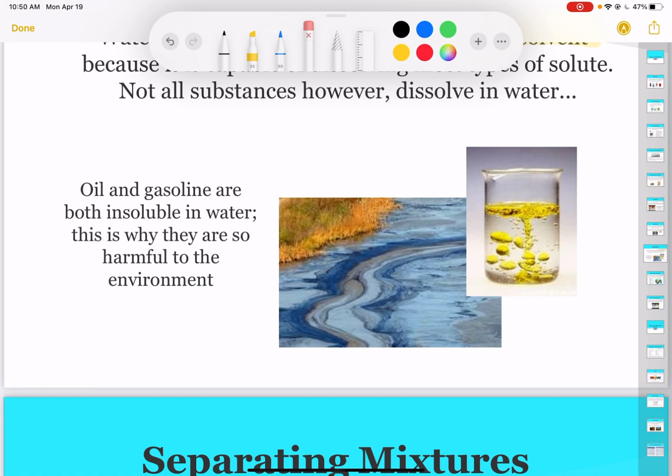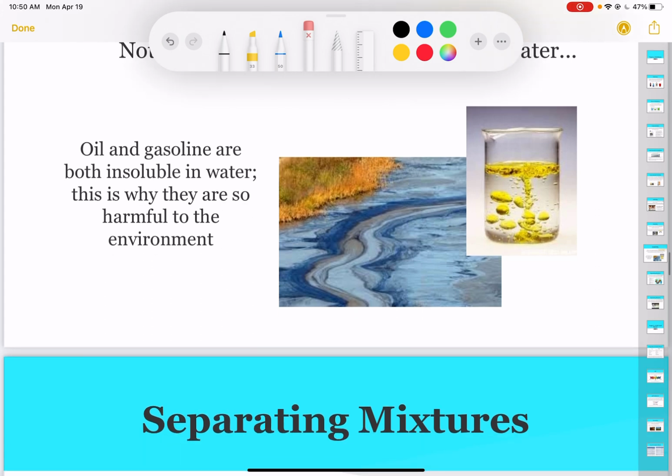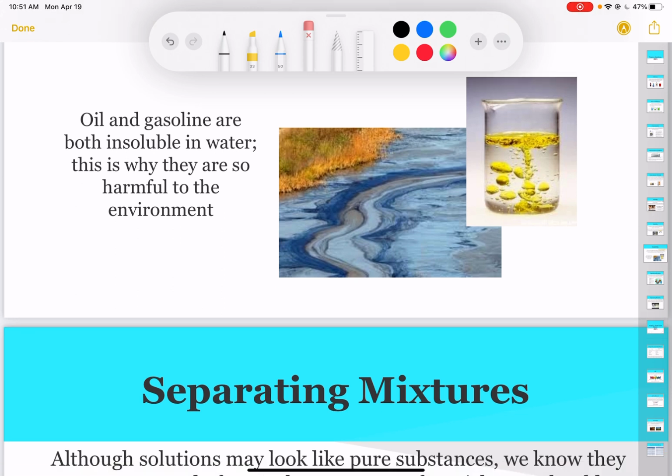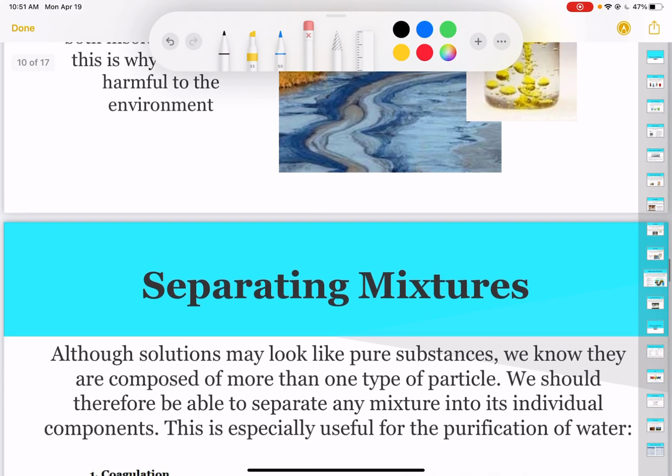So there are lots of reasons why oil is bad for the environment. And the main problem, I guess, is that it is not soluble in water, so it just sits on the top. But that could be a good thing in the sense that it might be easier to get off the water when we're trying to clean up oil spills and things like that, but it's still very difficult to get out of the water.